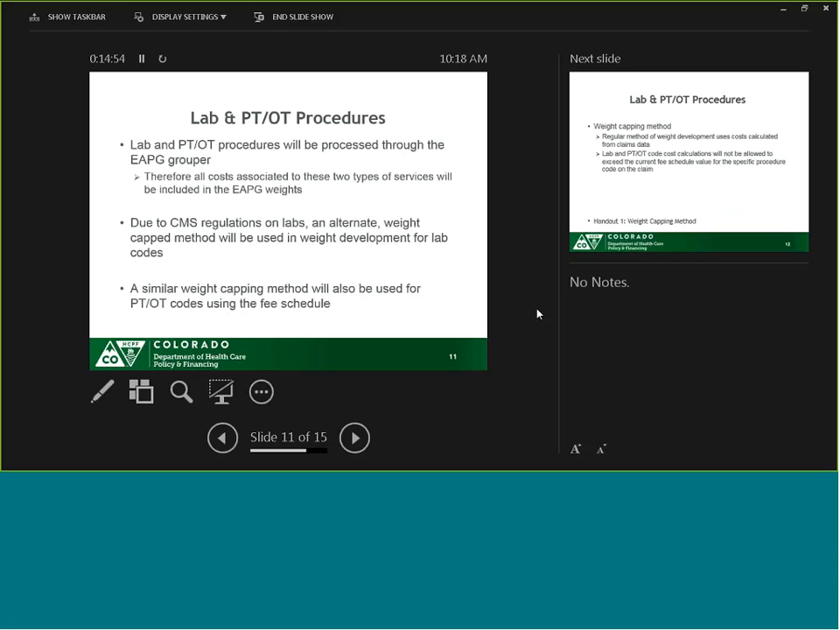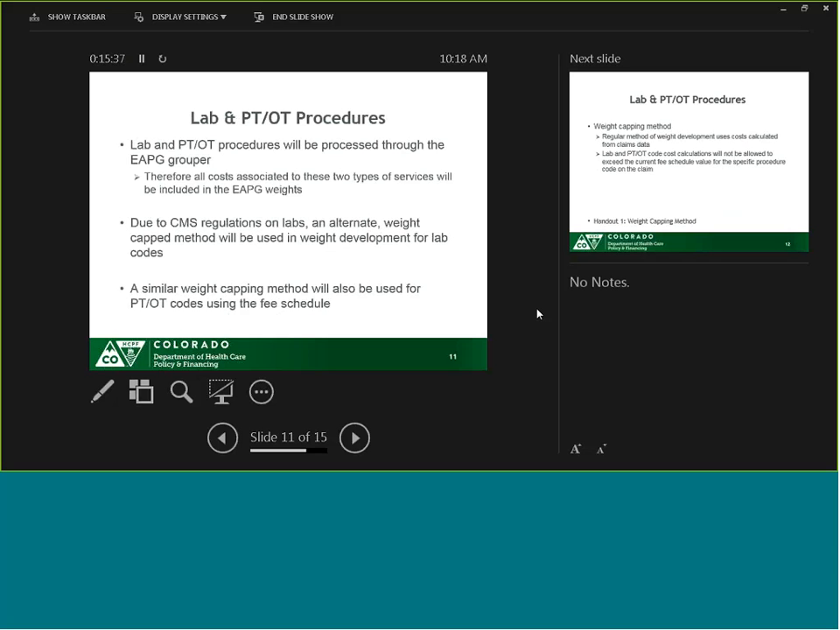Okay, so the last topic that we want to get into a little bit more detail is the lab and PTOT, because we hadn't had that quite pinned down last time, and now we do. So the decision was to process both labs and PTOTs through the grouper. Now, this is somewhat significant in a couple different ways, because previously both of those were paid by a fee schedule. They weren't paid under the general pricing method of the percent of charge. And so as a result of that, those costs will now be included on the EAPG weights. We'll put EAPG weights together for all those labs and PTOT EAPGs.